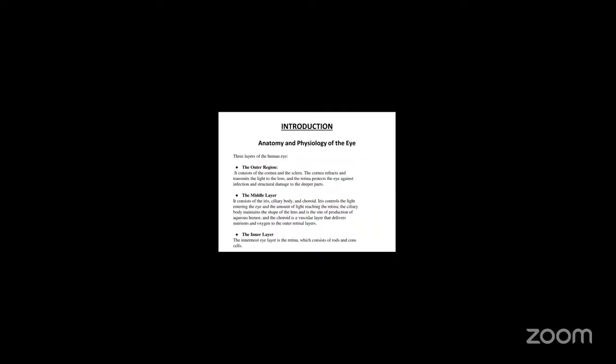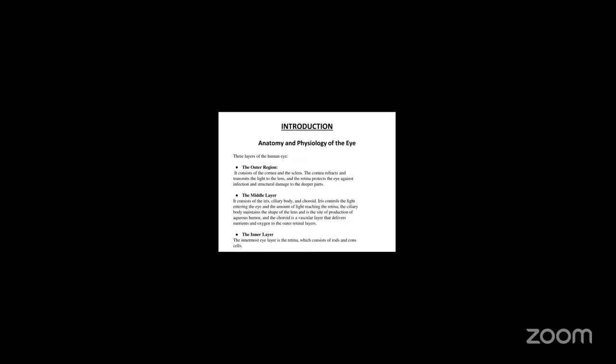Going to the next slide, I want to explain the anatomy and physiology of the eye in brief. There are three layers of the human eye we have to know. The outer region consists of the cornea and the sclera. The cornea refracts and transmits the light to the lens and the retina, and the sclera protects the eye against infection and structural damage to the deeper parts.